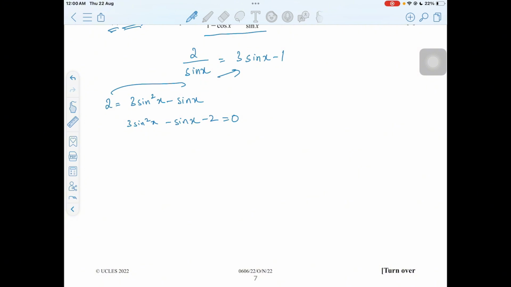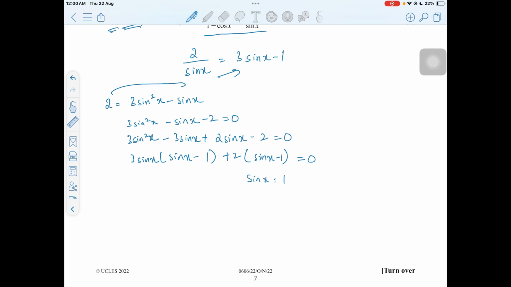By solving this, we get 3 and 2 as our roots. So this would be 3 sine squared x minus 3 sine x plus 2 sine x minus 2 equals to 0. Taking 3 sine x as common, this would be sine x minus 1, plus 2 as common, sine x minus 1 equals to 0. We have sine x equals to 1 and we have sine x equals to negative 2 over 3. So we have these two.